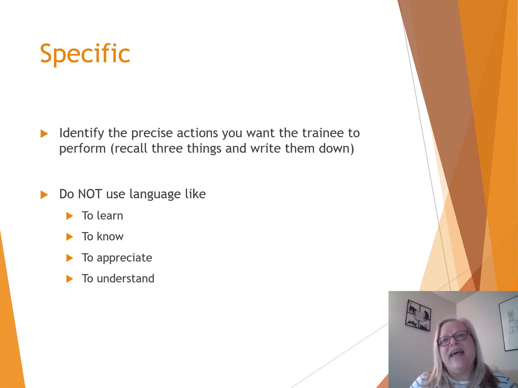So if you say your objective is for WMU students will appreciate the value of the African American Studies courses, how do you measure that, whether they appreciate it or not? How do you quantify appreciation? That's too abstract. So that's a bad objective. It's not a specific objective.